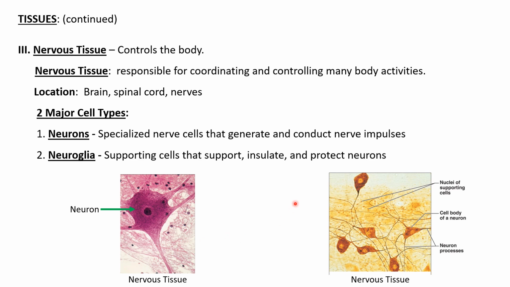So just to let you know, the difference in color here is just a different stain used. This is probably done with what's called H&E, hematoxylin and eosin, but you get pinks and blues. This right here is definitely a silver stain. So it's actually silver, and you know how silver tarnishes and turns brown? That's why you have this brown look from the tarnish. So nervous tissue is located in the brain, spinal cord, and nerves.